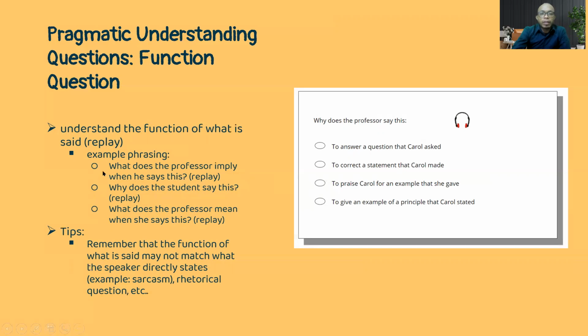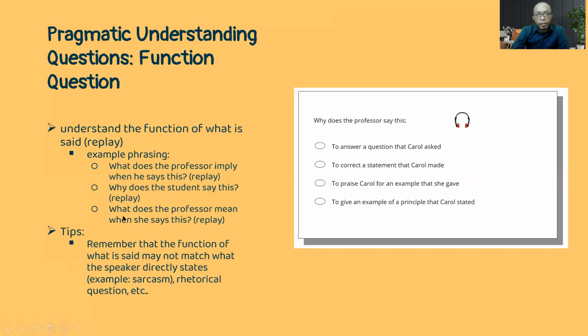So here are some examples of the wording. What does the professor imply when he says something? And then there will be a replay. And then why does the student say this with a replay? And what does the professor mean? What does the professor mean when she says this? Okay, so this is not exactly the correct image for this, so you can ignore this. This is an example of the following type of question.